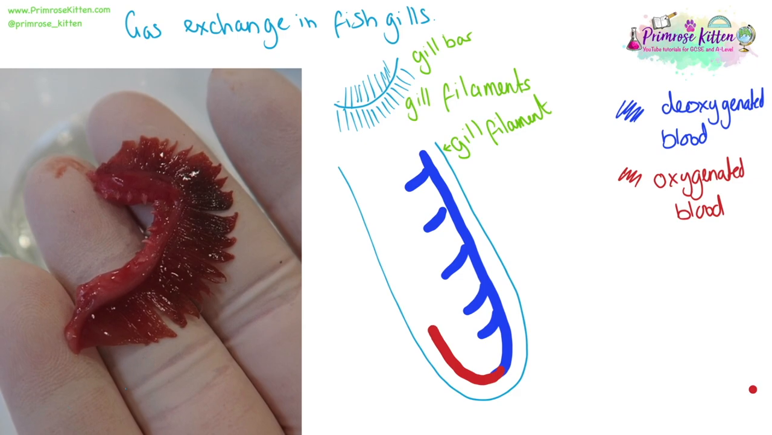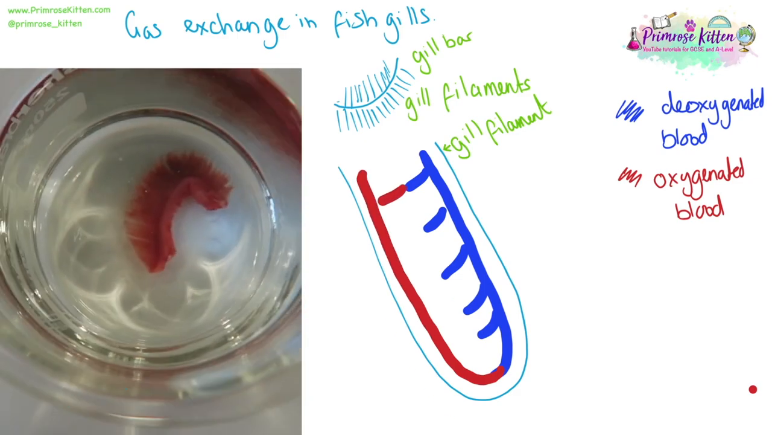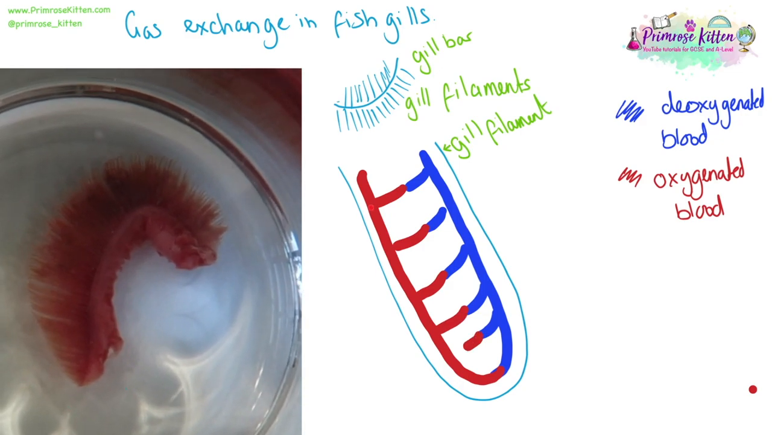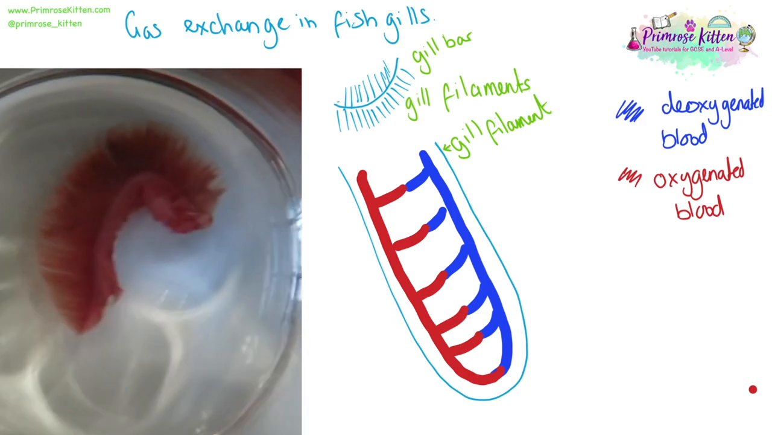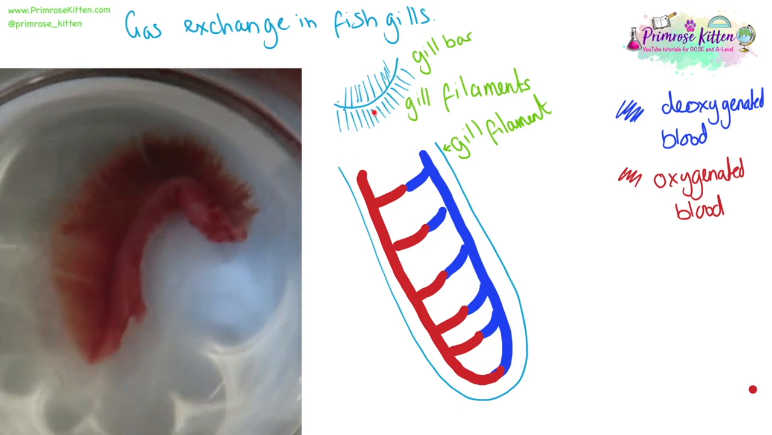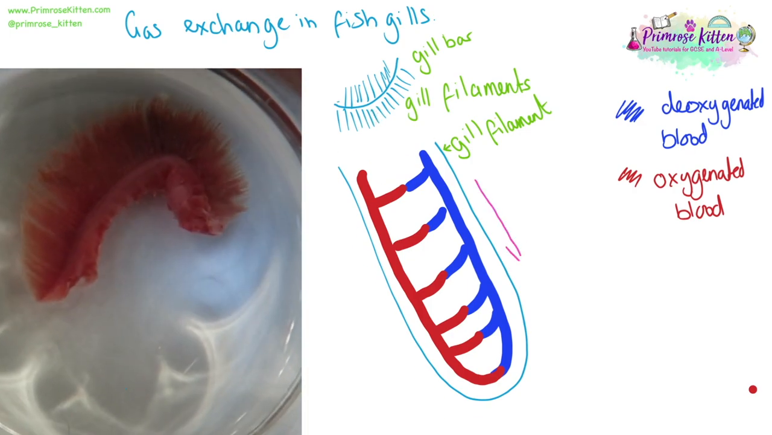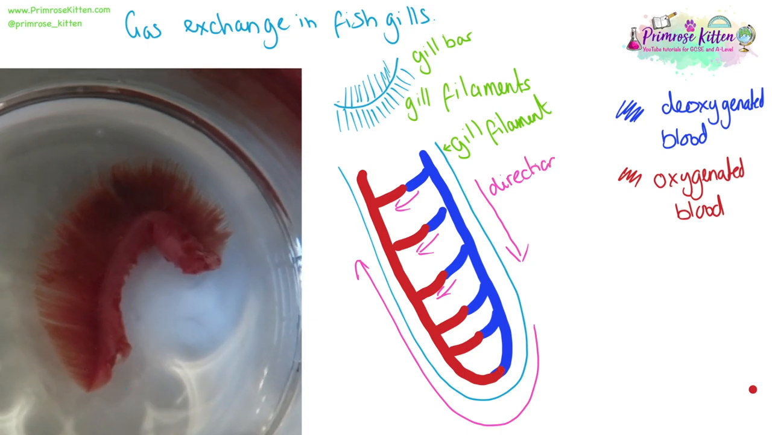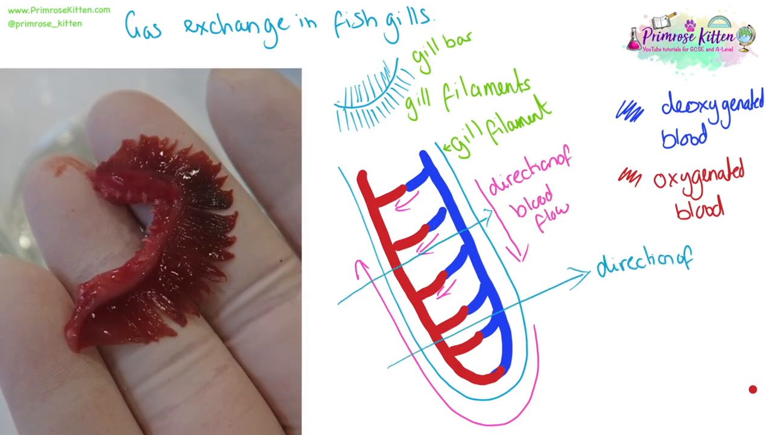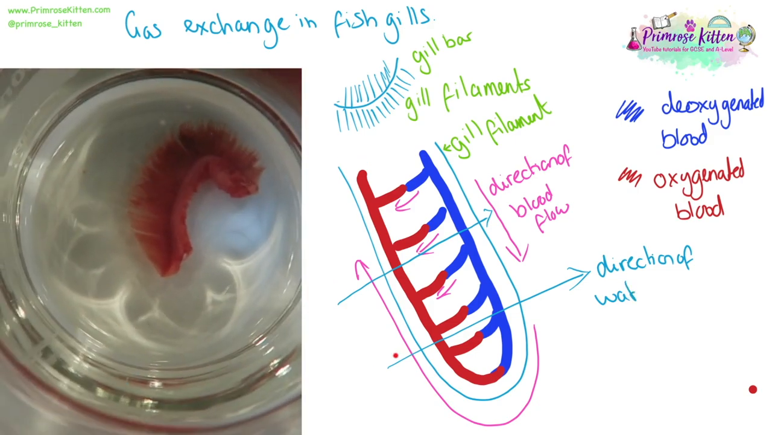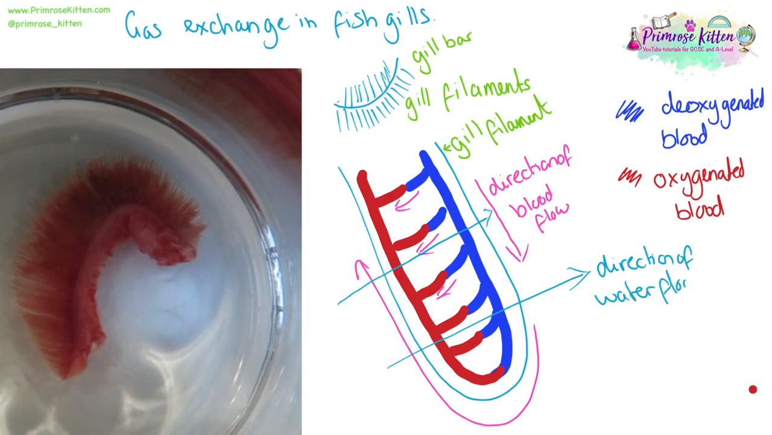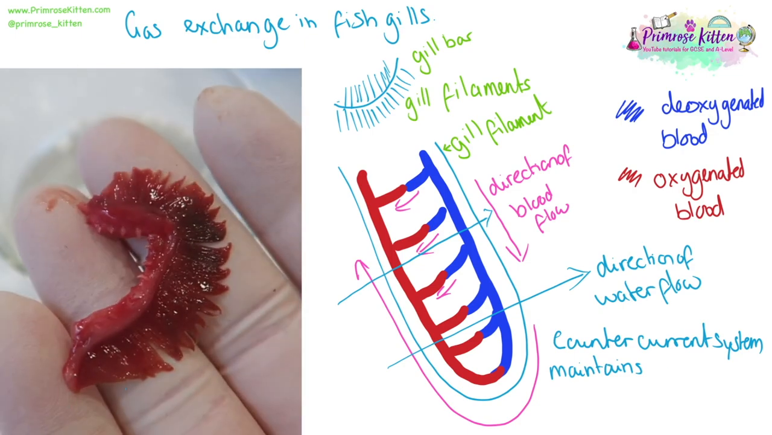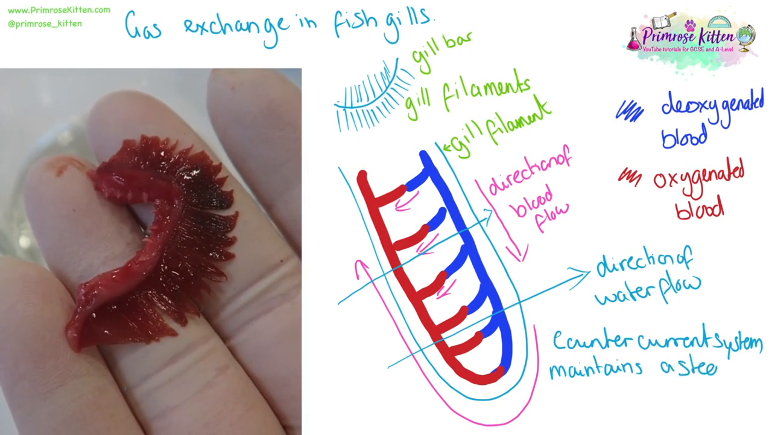If we look closely at a single gill filament, we can see there is deoxygenated blood on one half and then oxygenated blood on the other half. This is a single gill filament. Blood will flow in this direction and water will flow in the opposing direction. This countercurrent system maintains a constant gradient.